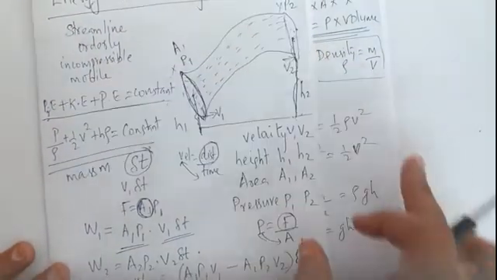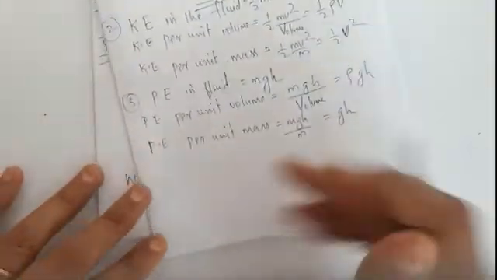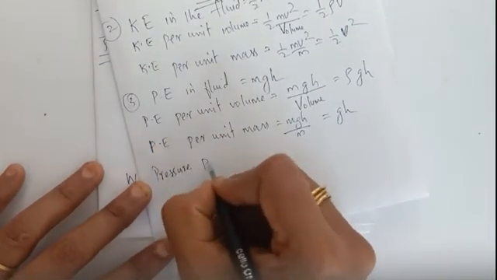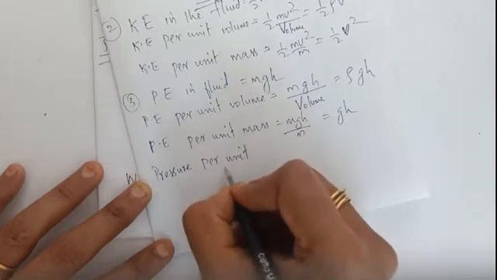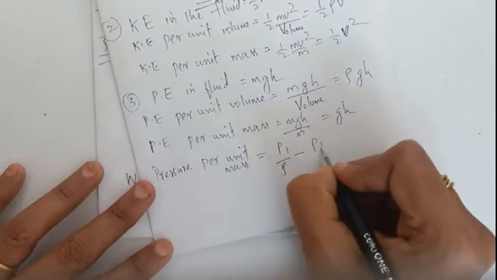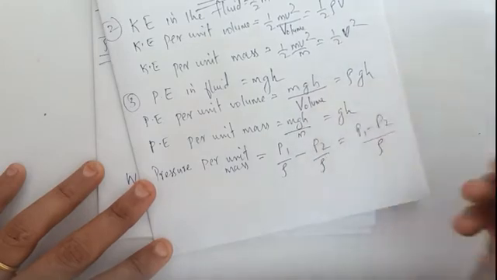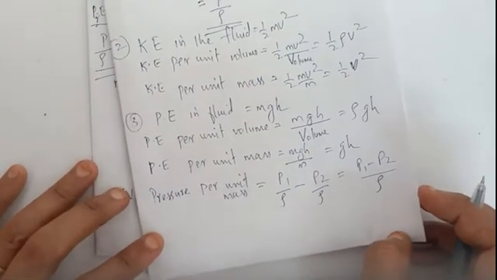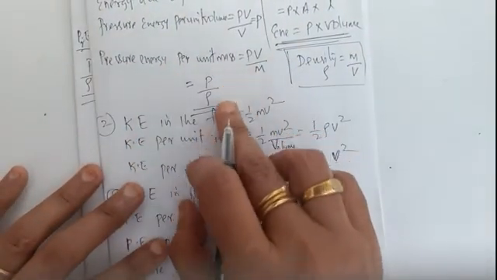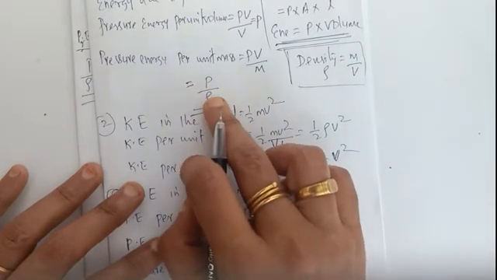Okay, so what we are going to do, let's see. So let us write the pressure energy per unit mass is equal to P1 by rho minus P2 by rho. Okay, or you can also write P1 minus P2 by rho. Because we have already written for pressure energy per unit mass, we have written P by rho. So this equation we are going to write for the two areas now.